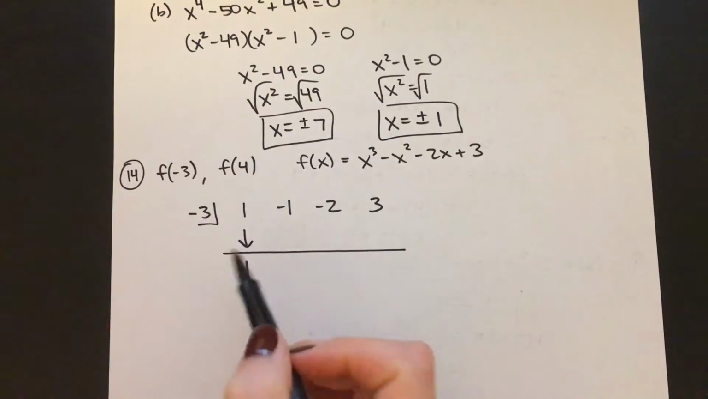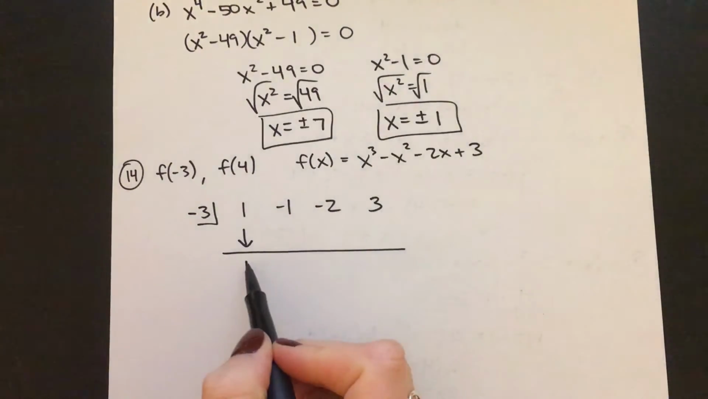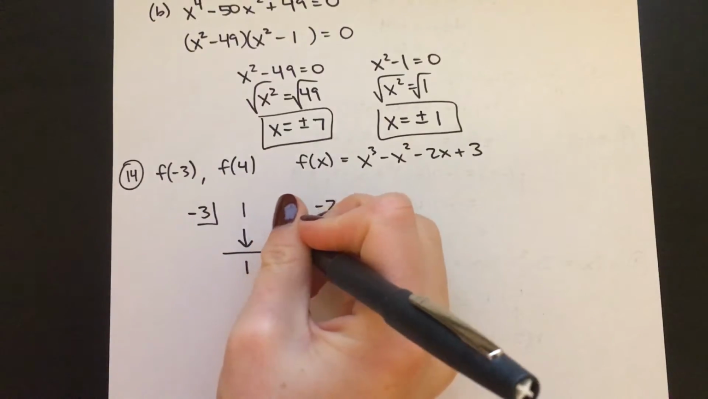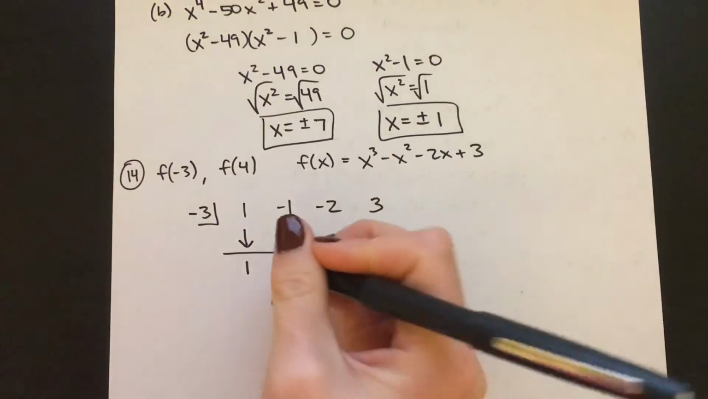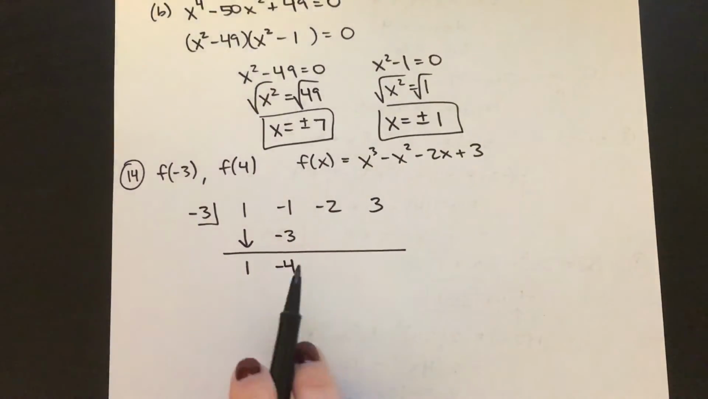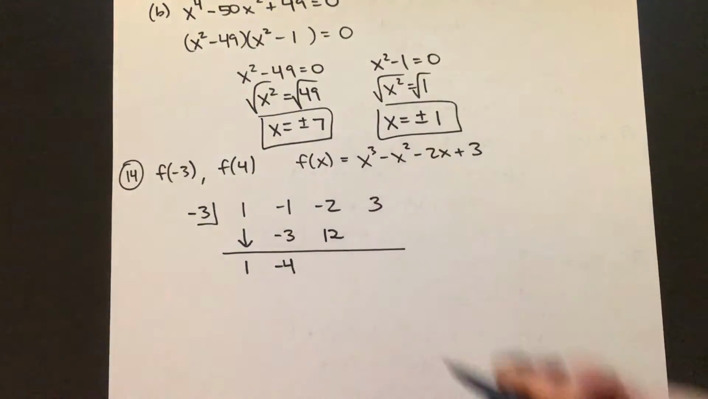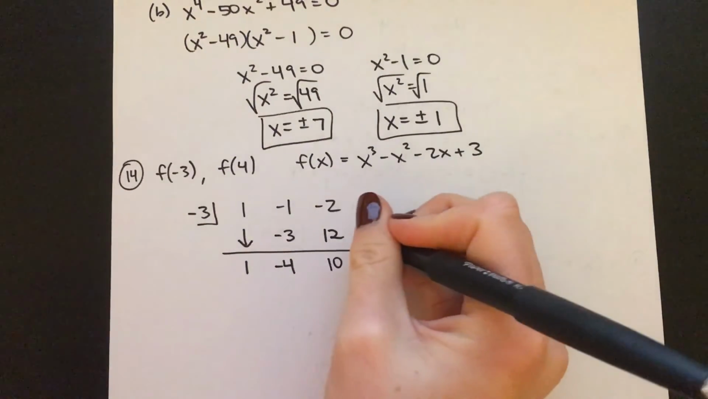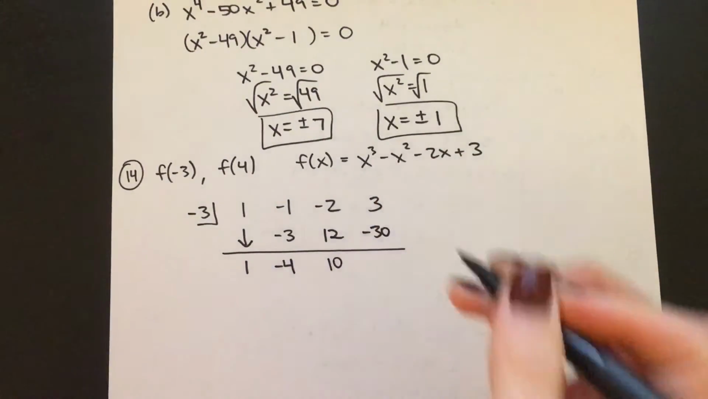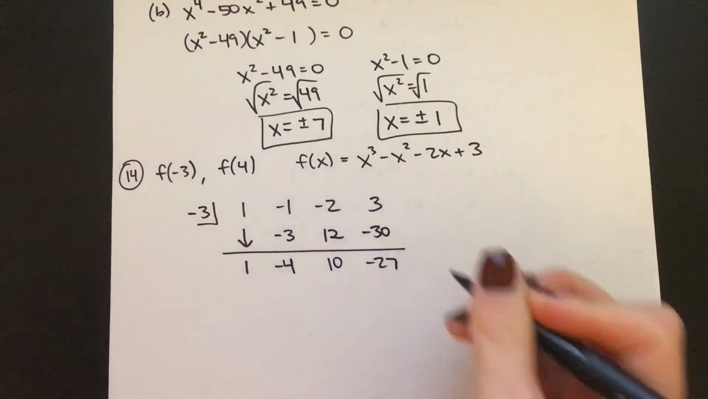So the 1 moves right down, and then we start the multiplication, so 1 times negative 3 would be negative 3, and then add this column together, we get negative 4. Negative 4 times negative 3 would be positive 12. Then add this column together, we get 10. 10 times negative 3 would be negative 30. And then add this column together, and we get negative 27.